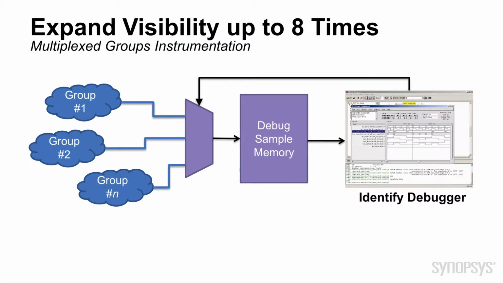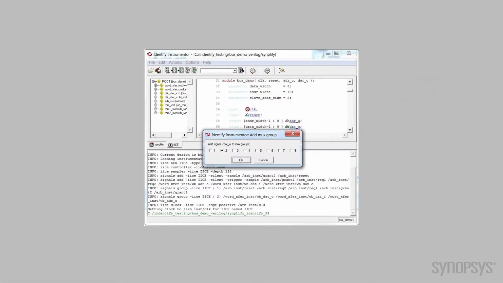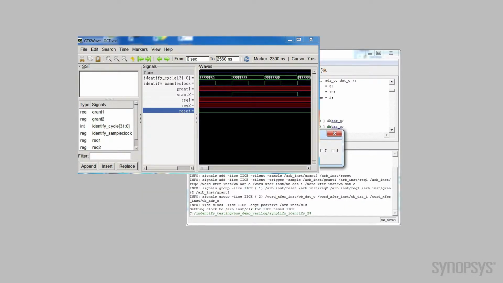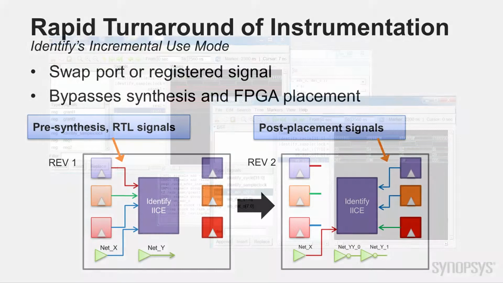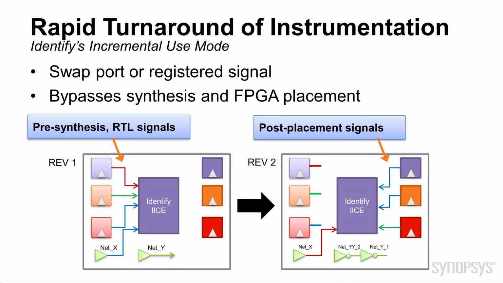To maximize signal visibility, you can use Identify's multiplex groups to select up to 8 signal collection groups. During live debugger sessions, you can quickly switch between these groups. You can also quickly swap port or registered signals that are attached to the Identify debug logic. The incremental mode bypasses logic synthesis and FPGA placement to implement the signal swap in much less time.